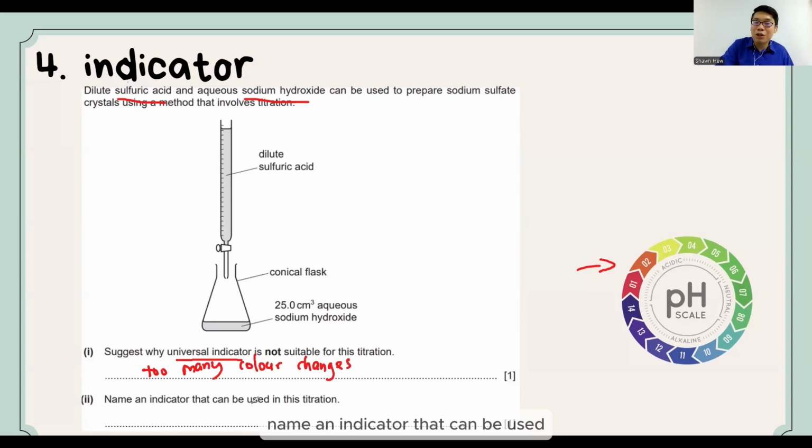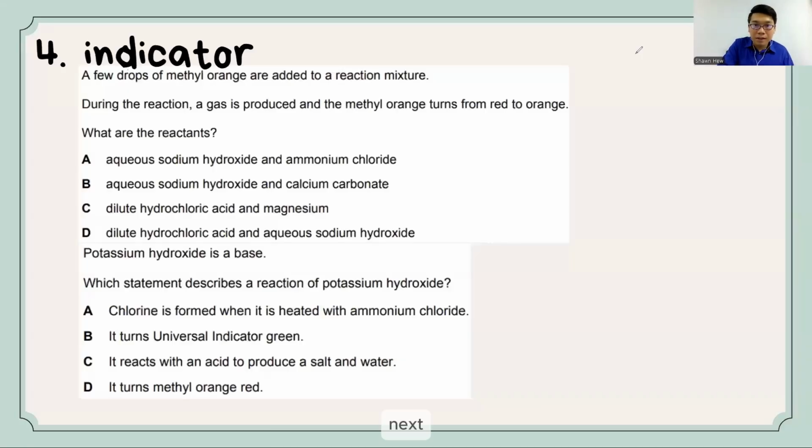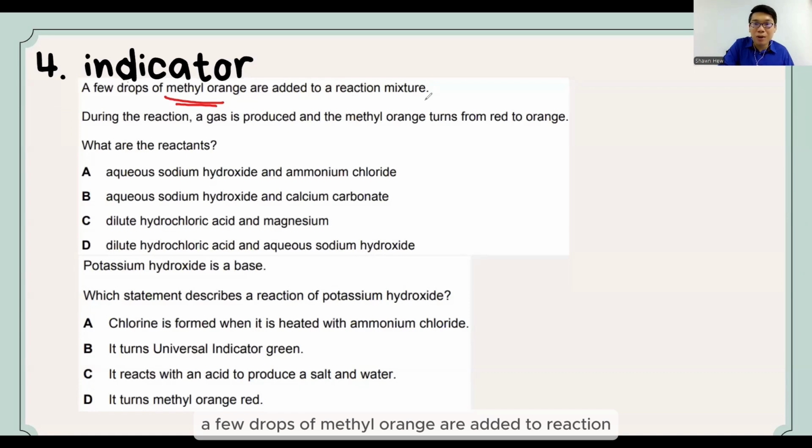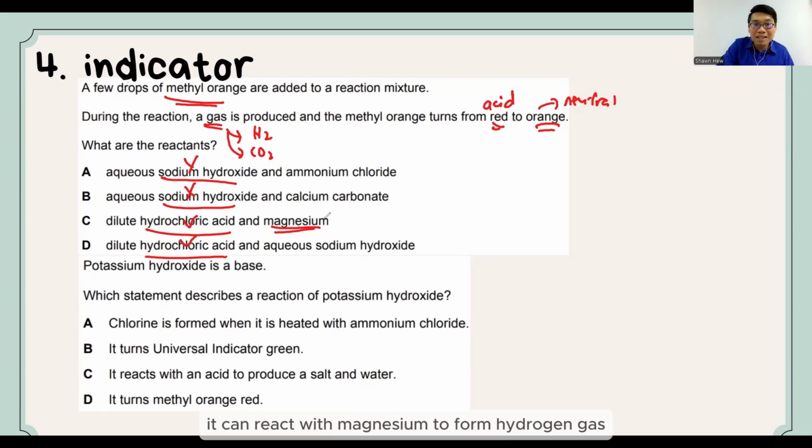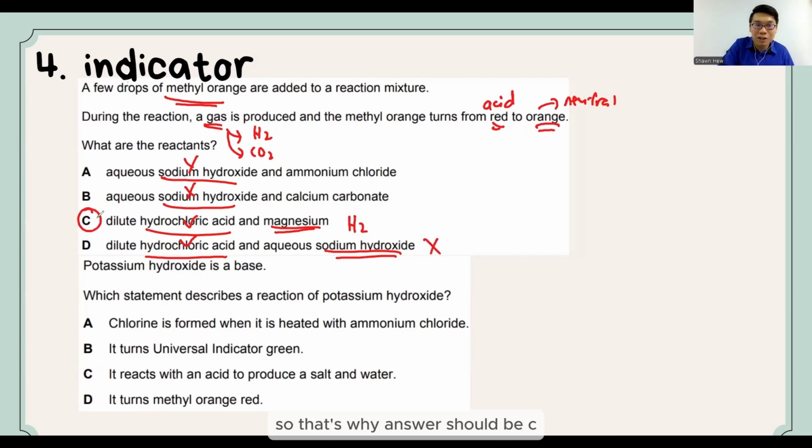Name an indicator that can be used in this titration. Normally, we will use thymolphthalein. You also can use methyl orange. Next, a few drops of methyl orange are added to a reaction. During this reaction, a gas is produced and methyl orange changes from red to orange, meaning it goes from acid to neutral, and then it produces gas. So it's either hydrogen or carbon dioxide. Confirm not alkali because it's initially red in color. Confirm acid. It can react with magnesium to form hydrogen gas. If it reacts with alkali, it will form salt and water only. No gas is released. So that's why the answer should be C.